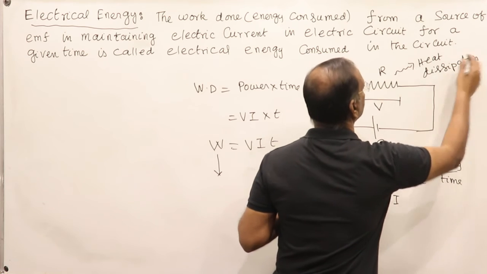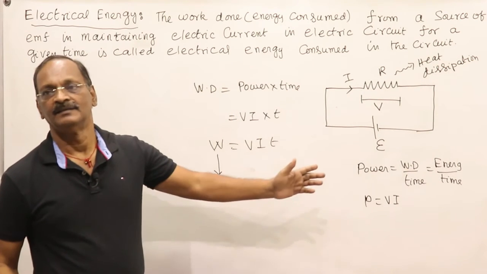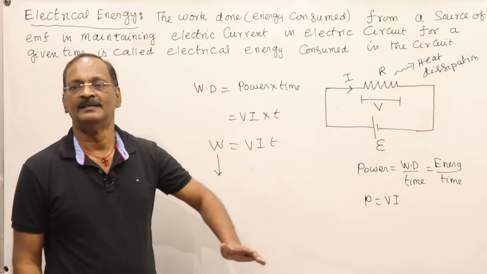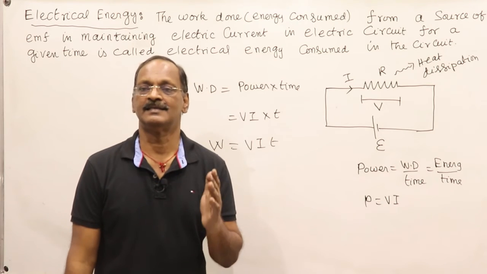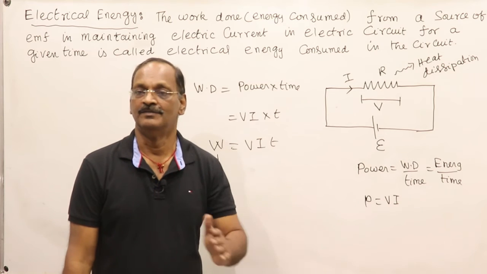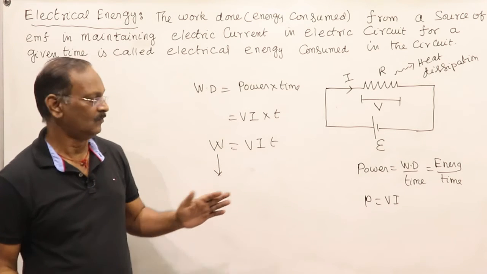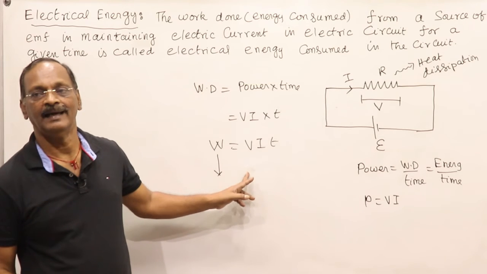Heat dissipation means heat comes out of the resistance. This heat dissipation is nothing but energy, that is heat energy. How much work is done, that much energy is converted, how much work is converted into heat energy. So we can equate work done. Work done is equal to energy.